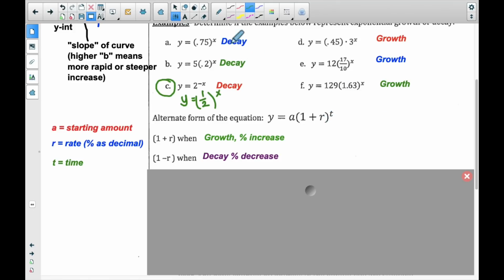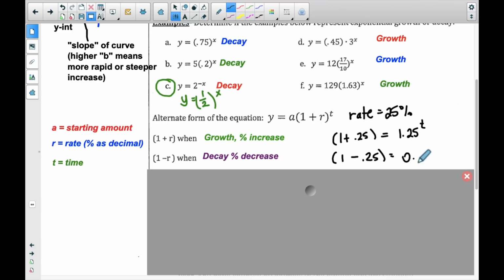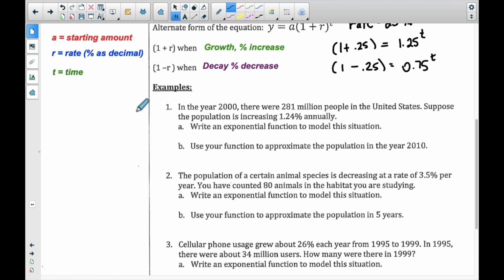So for instance, let's do an example. Let's say that the rate is 25%. If it's increasing by 25%, then your B essentially is your 1 plus R, which is your 1.25. But if it is decreasing by 25%, then that's going to result in a 0.75 to the t power. And so if it's a 25% increase, it's 1.25. If it's a 25% decrease, it is 0.75. All right, let's look at some examples.